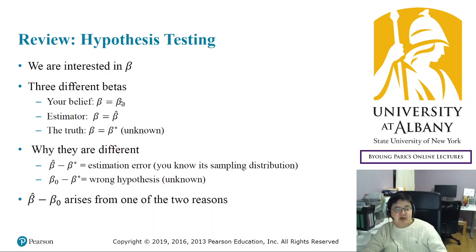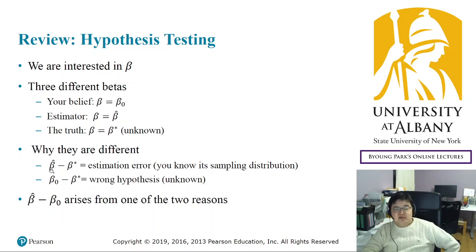So the first beta is in your mind. It's your hypothesis, your belief. So it came from nothing, the null hypothesis. And the second thing is from the data. And the last thing is the truth. It exists, but you just don't know. So they may be different. And let's think about how they can be different.